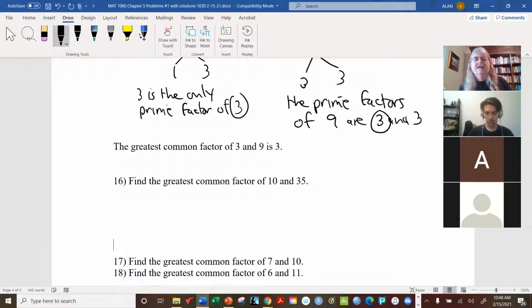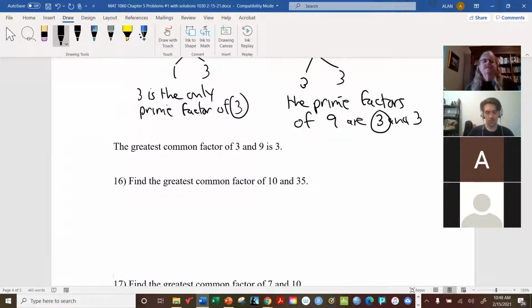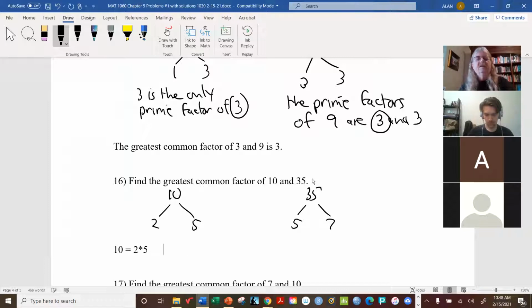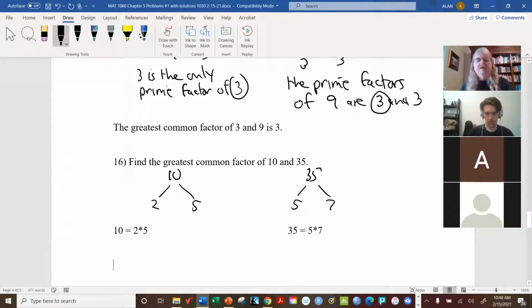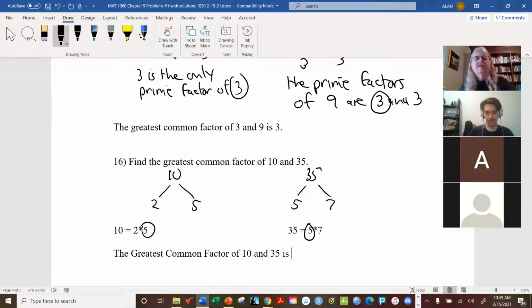All right, here we go. 10 and 35. Let's see what happens there. Well, those were easy. So 10 equals 2 times 5. 35 equals 5 times 7. Okay, they only have one prime in common, which is 5. So the greatest common factor of 10 and 35 is therefore 5.